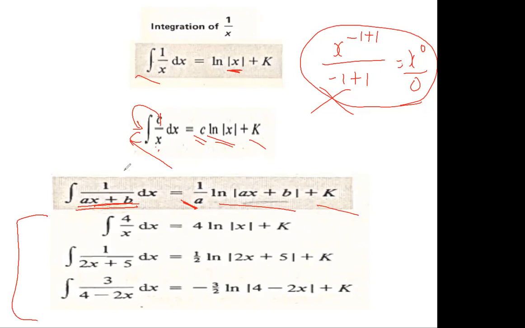First one, we're applying this rule here. Second and third, we are making use of this formula. ln of 2x plus 5, and in front you put 1 over the derivative of 2x plus 5, which is 2. So 1 over 2 ln of 2x plus 5 plus k, don't forget k. Here, it's 3 over the derivative of the bottom, which is minus 2, ln of 4 minus 2x, the modulus of it.